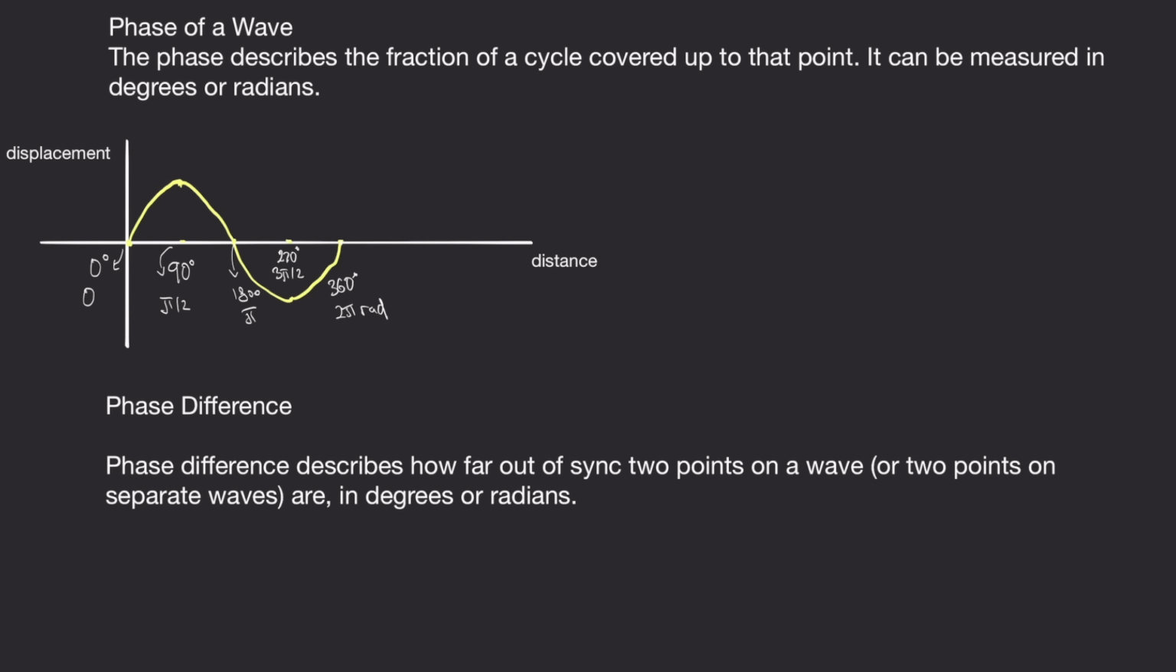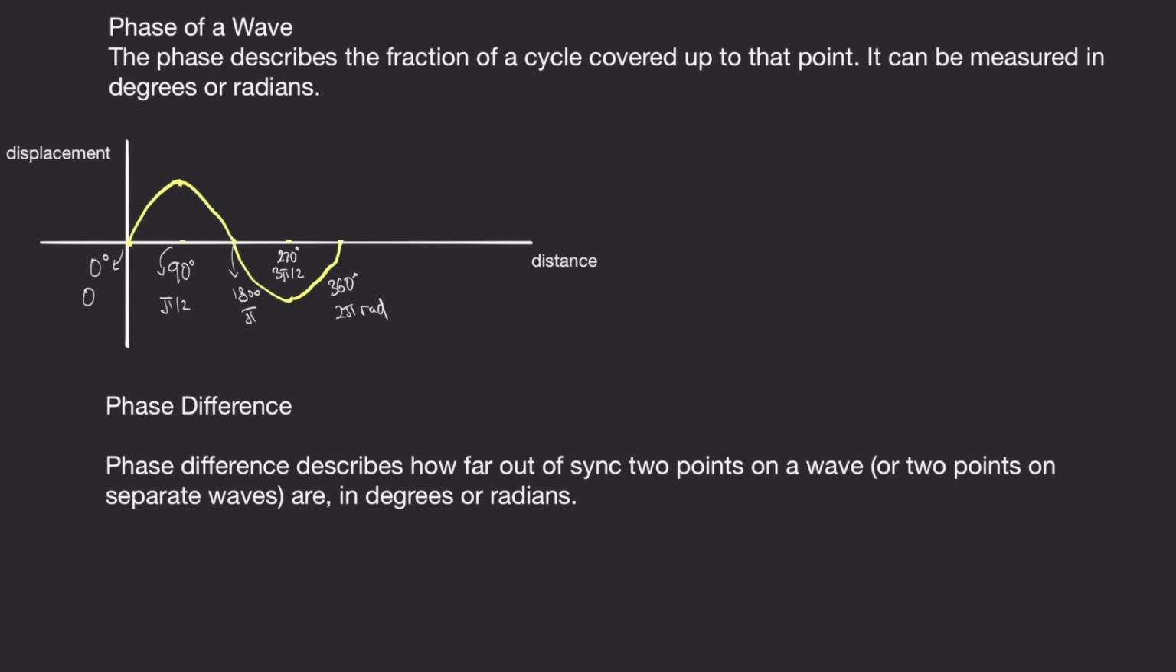And now let's talk about the phase of a wave. The phase describes the fraction of a cycle covered up to that point, and it can be measured in either degrees or radians. Here's a little example. I just have a displacement against distance. Please note that this could be, for instance, displacement against time as well. The concept is exactly the same. Each point is going to be assigned a value which is a fraction of a completed cycle.